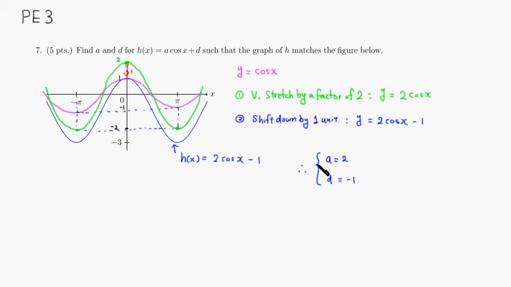So that's how we find the a value and d value. So just think in terms of transformations, right? That's it. I hope that this was clear.